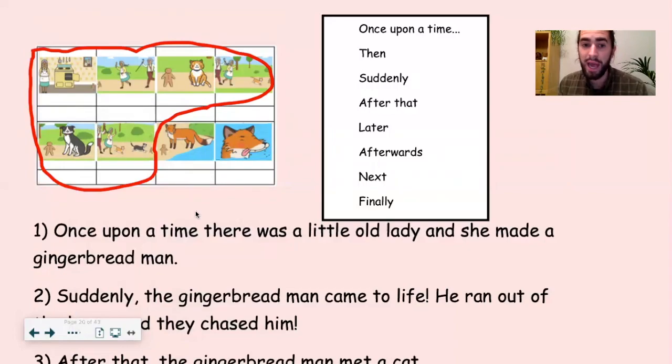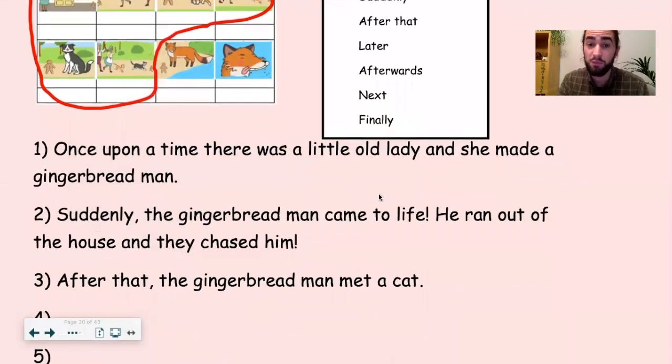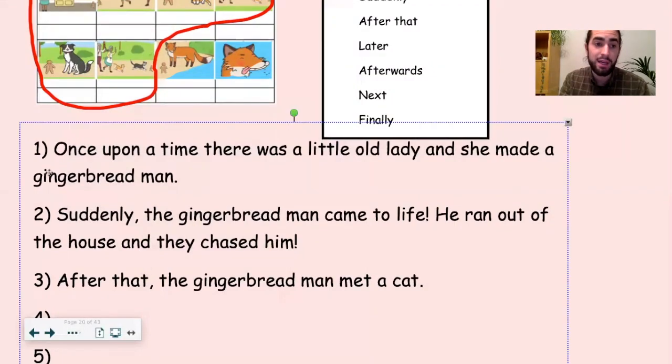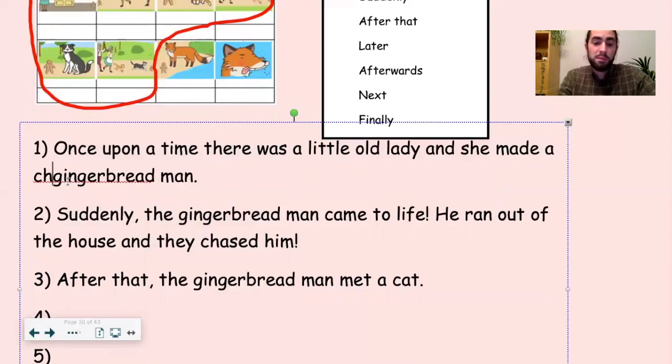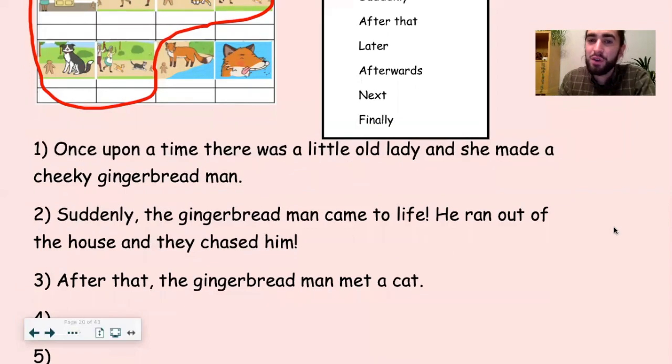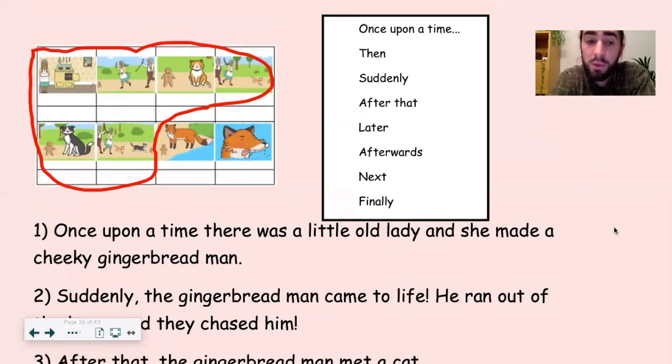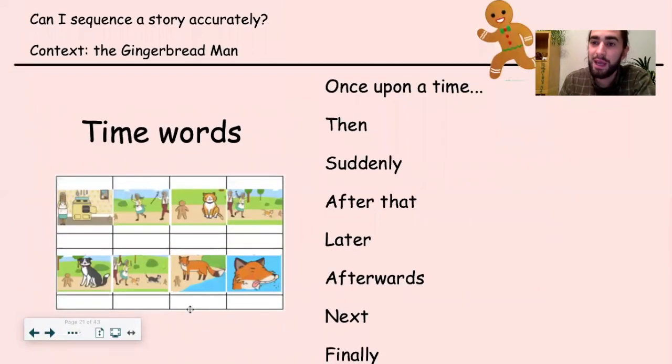If you would like to try and make yours even more exciting by including some adjectives, so for example, we've used little old lady here, but we might want to say she made a cheeky gingerbread man, then you could have a go at writing something like that as well. So you can make yours a little bit more exciting if you'd like to, but we'd love to just see your 6 parts of the story written in the correct order. So good luck, and we look forward to seeing your work.